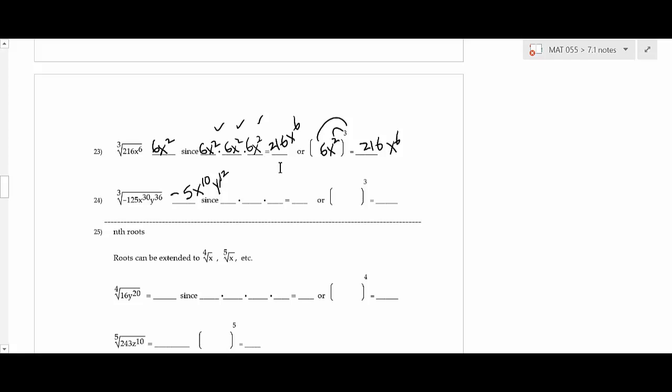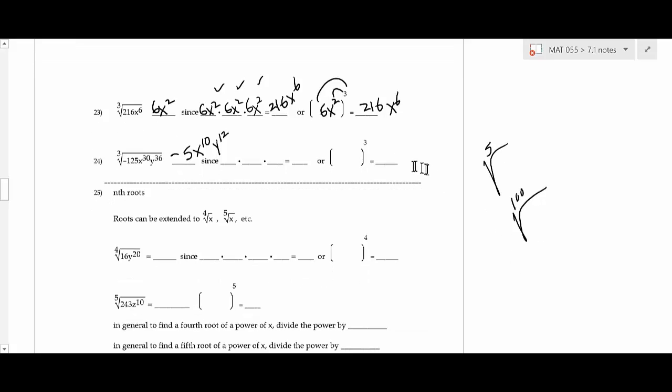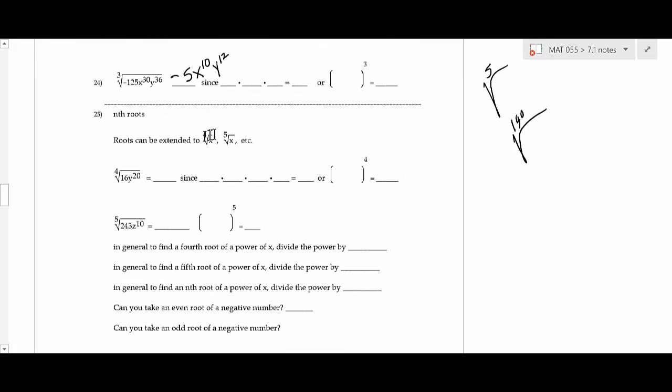I want to go on to, if I say an nth root, that just means any root. Any root. So we could have like a 5th root, we could have a 100th root, but it all means the same thing. So if we're going to focus just for a minute on like a 4th root and a 5th root. If you were working out the 4th root of 16, y to the 20th, well, what it means is, what would you multiply out 4 times to get 16? It'd be 2, right. If you did 2 times 2 times 2 times 2, you would get 16.